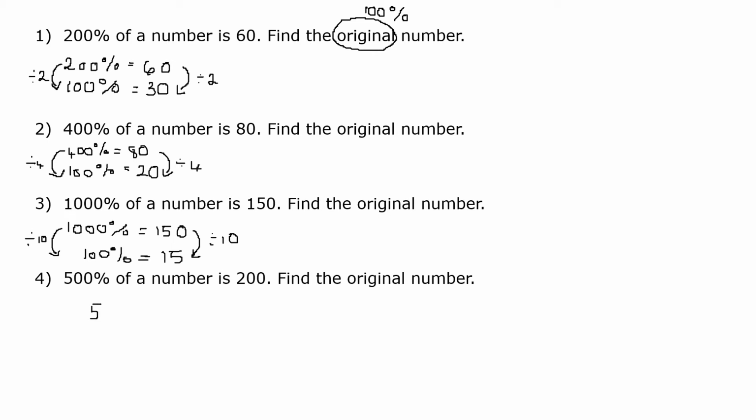And then finally, 500% of a number is 200. So to get from 500 to 100, I'm going to divide by 5. So I'm going to divide the right hand side by 5 as well. So that's going to give me 100%. Now 200 divided by 5. So 20 divided by 5 would give me 4. 200's 10 times bigger. So 200 divided by 5 will give me 40. So my original number is 40.